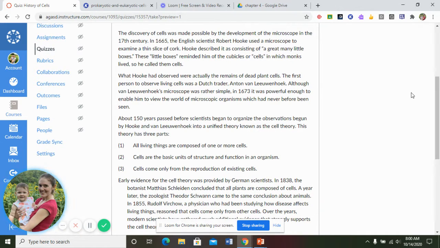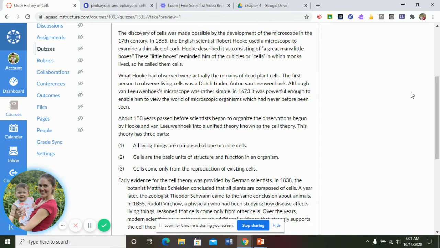So the discovery of cells was made possible by the development of the microscope in the 17th century. In 1665, the English scientist Robert Hooke used a microscope to examine a thin slice of cork. Hooke described it as consisting of a great many little boxes. These little boxes reminded him of cubicles or cells in which monks lived, so he called them cells.